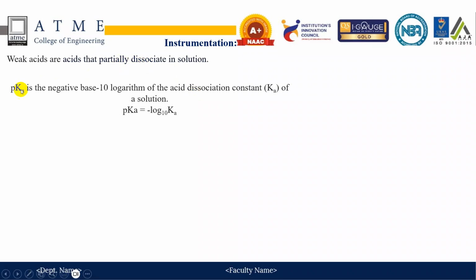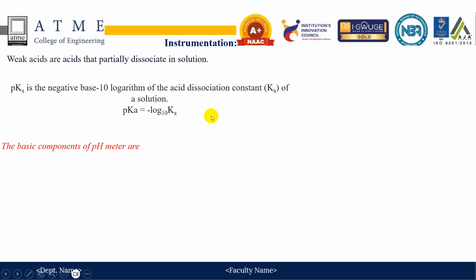So, what we do, we are going to measure the dissociation constant. The power, or what we call the potential, of the dissociation constant of this weak acid will be measured. So, pKa is the negative logarithm of the dissociation constant of the weak acid to base 10. So, this is the dissociation constant. pKa is equal to negative logarithm of Ka.